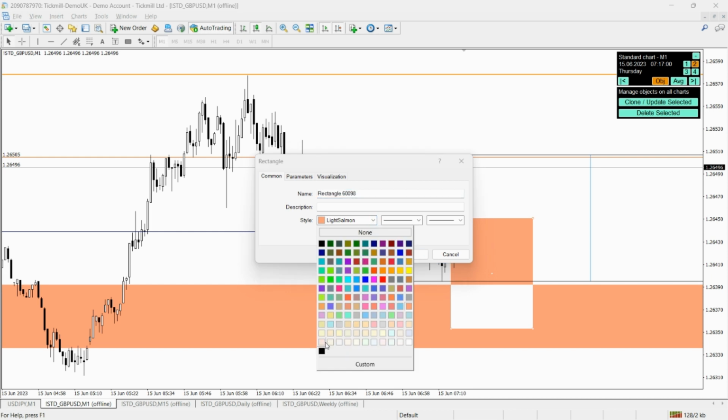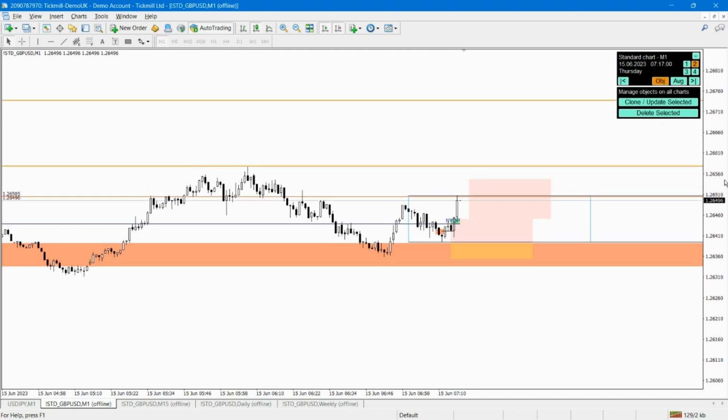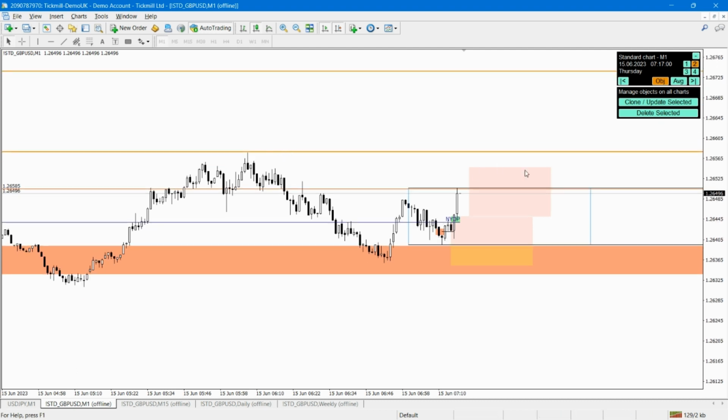Let me just change the color. All right, and basically I'll take a 1 to 2 or 1 to 3. My first target is here, so 1 to 1 is not enough for me. I'll take more. I have another target just here, so I'll take more. And 1 to 3 is good.